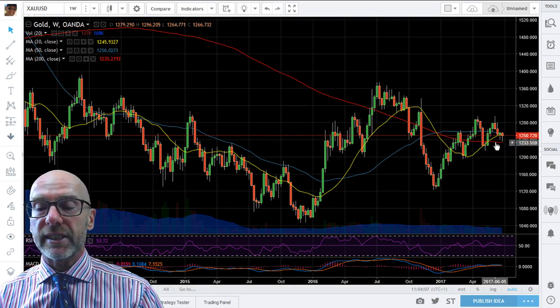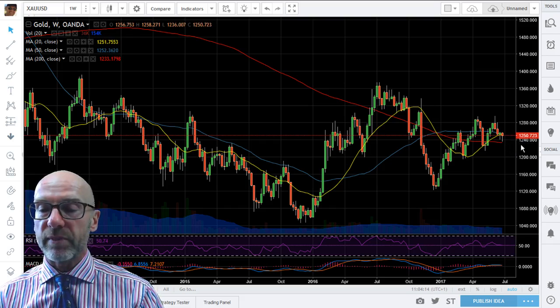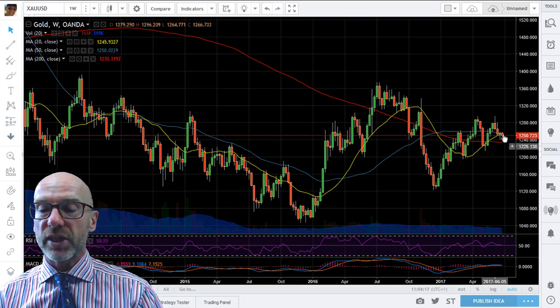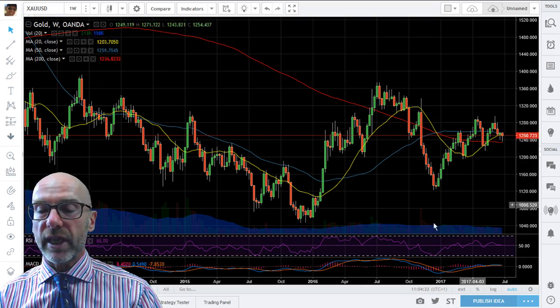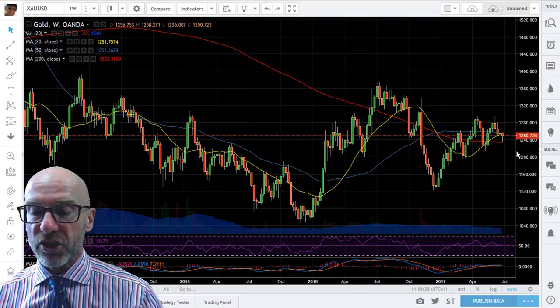Again, on this index, there's key support at the 200 week moving average, which is at 1233. Here you can see it's a triangulation pattern that we're looking at, and it could actually elongate further. The lower boundary at the moment is probably going to be round about there, about 1215 ish.